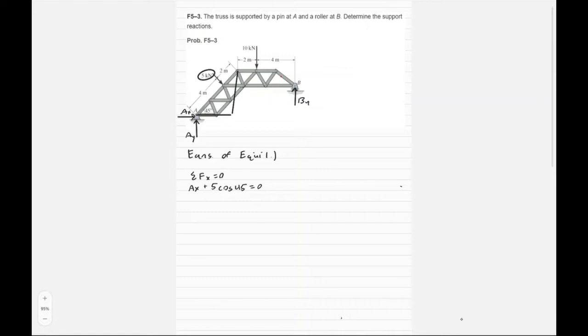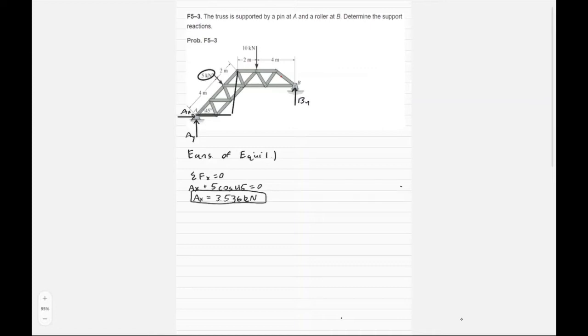Next, now that we have this equation written out, we can just solve for A of x. I'm going to plug the numbers into my calculator, and it should come out as 3.536 kilonewtons. So that is what you should be getting for your A of x support reaction. Next, let's move on to our next equation of equilibrium.